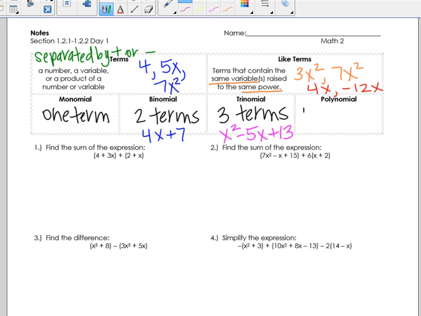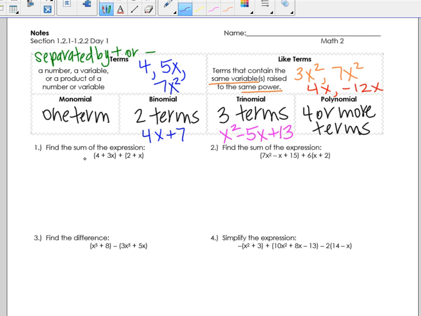And then a polynomial is just 4 or more terms. Once you hit 4, it's just called a polynomial. So whether it has 4 terms or 12, it's a polynomial. Okay. So these first 4, these are review. You just want to remember to watch your signs when you do these.